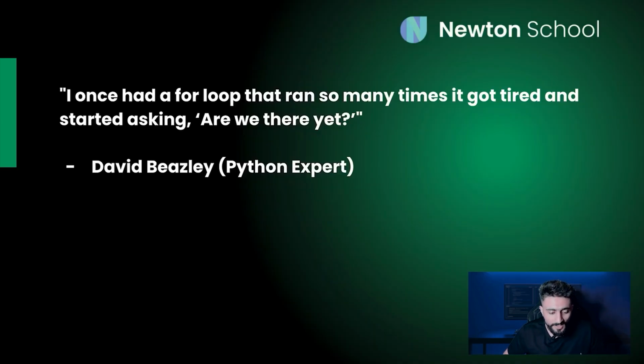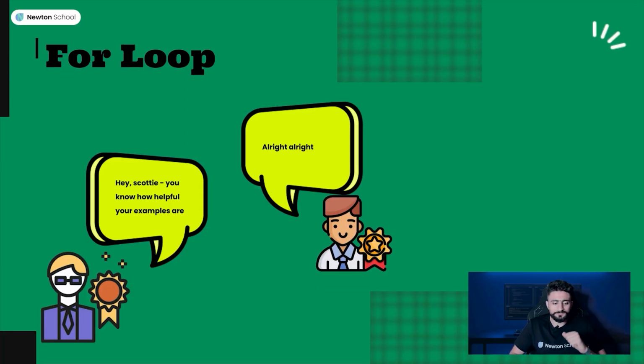So let's see how it works. This is a quote from David Beazley, the Python expert: I once had a for loop that ran so many times it got tired and started asking, are we there yet? It's just a funny quote, because if you don't stop loops, they will keep on running. You have to stop them as well, just like we learned with recursion in the last video. A recursive function will not stop till you have a base condition. Similarly, loops will not stop till you have a condition to stop them. So we'll understand them better.